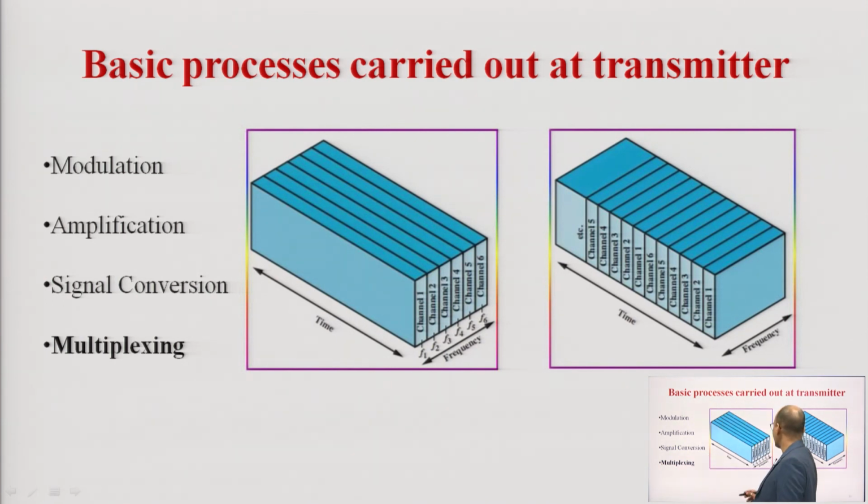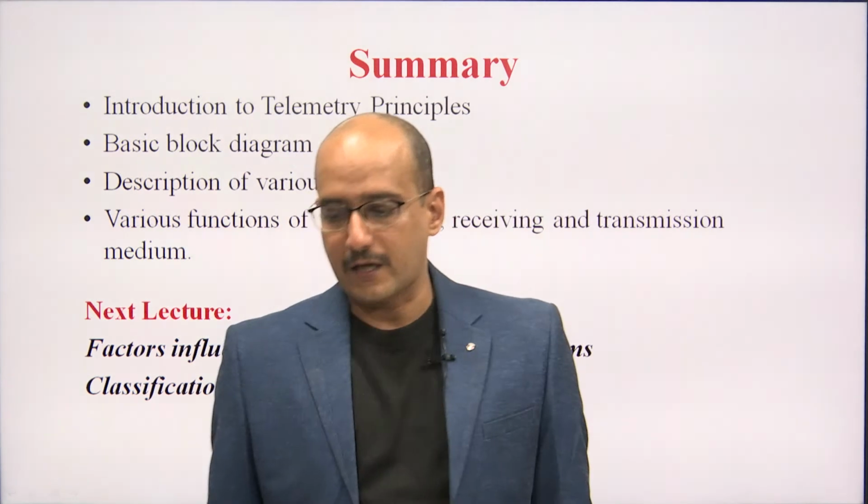In frequency division multiplexing, you divide the various frequencies among the different channels for the complete available time, whereas in time division multiplexing you use the complete frequency band for different channels one by one. So, this is all about the particular summary.